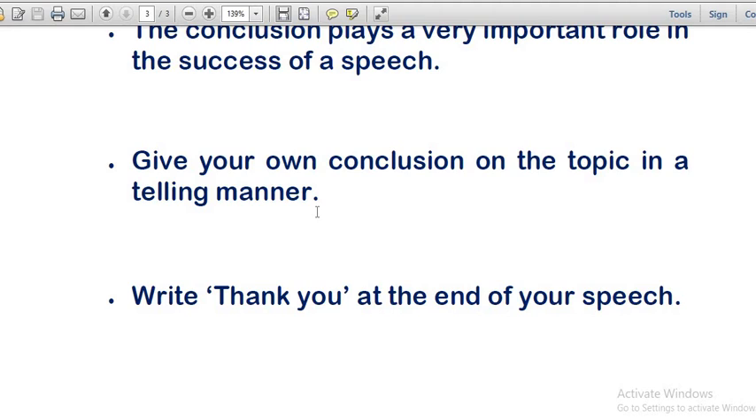And finally, as you know, without this it is totally incomplete. Thank you should be written at the end of your speech. At the end of your speech, you have to write thank you. Very, very important. I repeat, write thank you at the end of your speech.